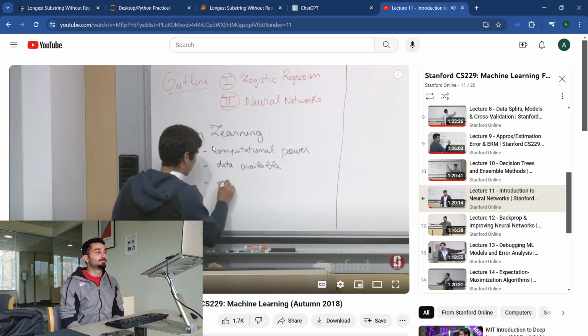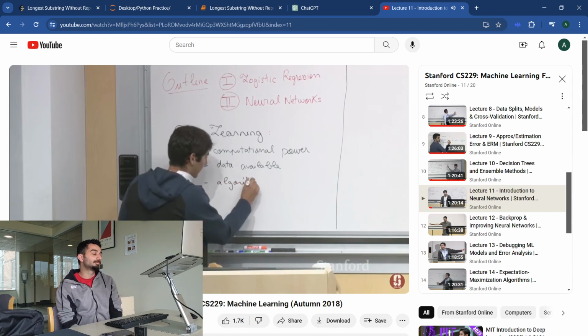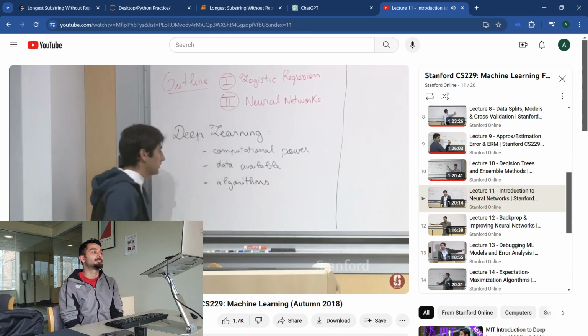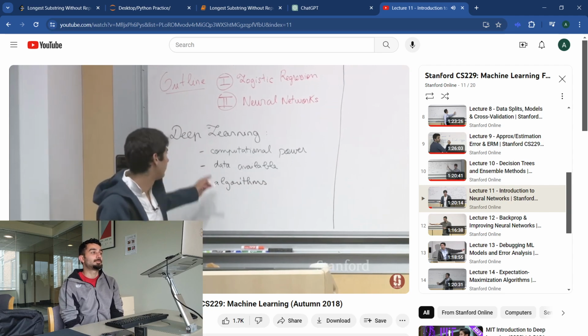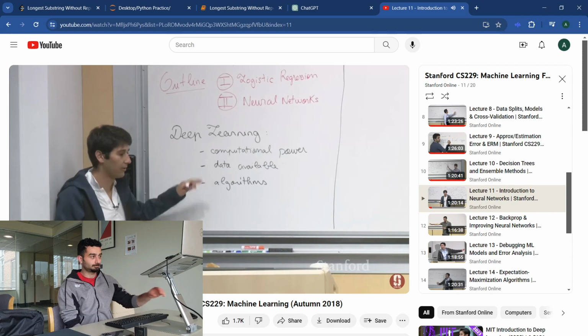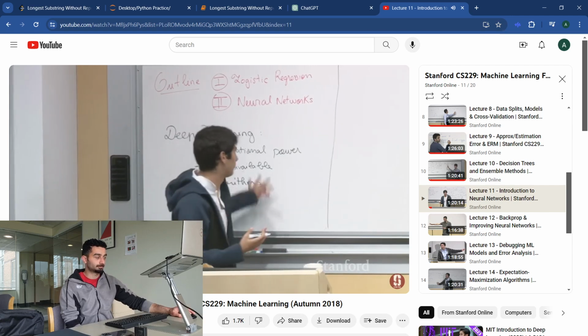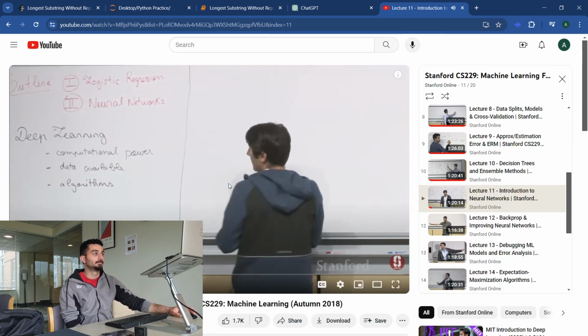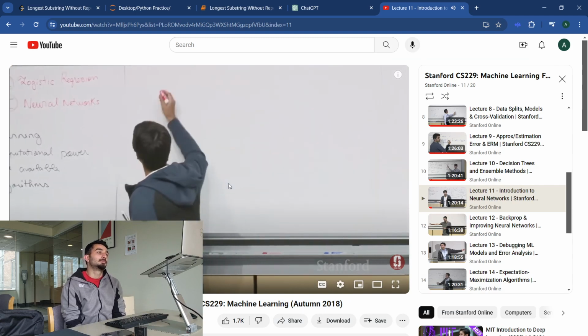And finally, algorithms. People have come up with new techniques in order to use the data, use the computation power, and build models. So we're going to touch a little bit on all of that. But let's go with logistic regression first.